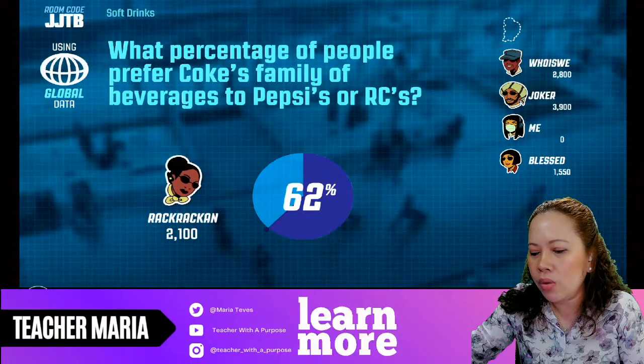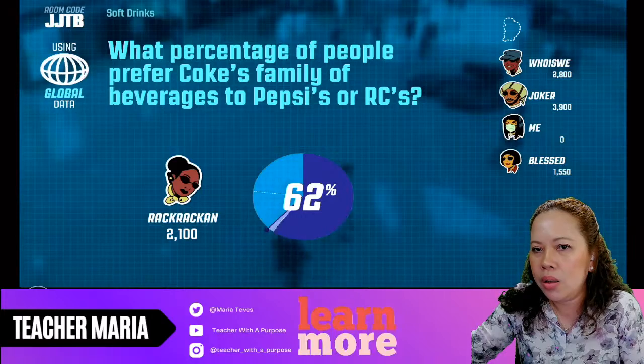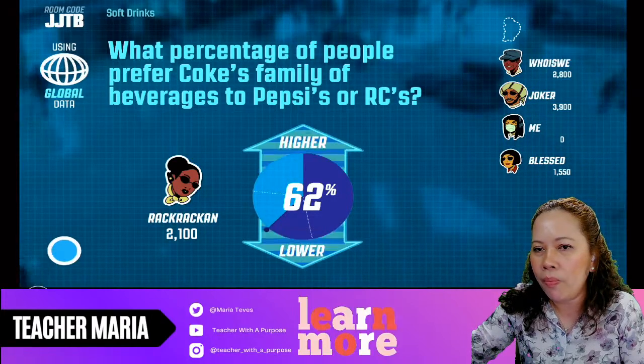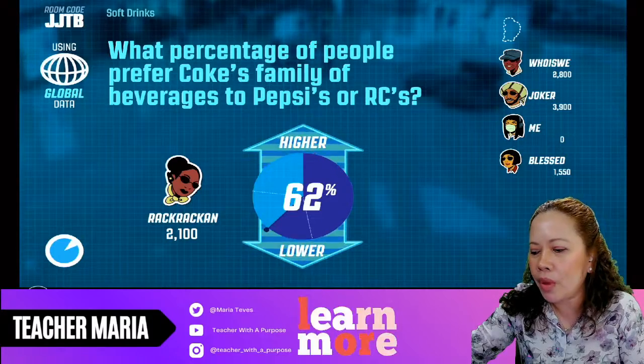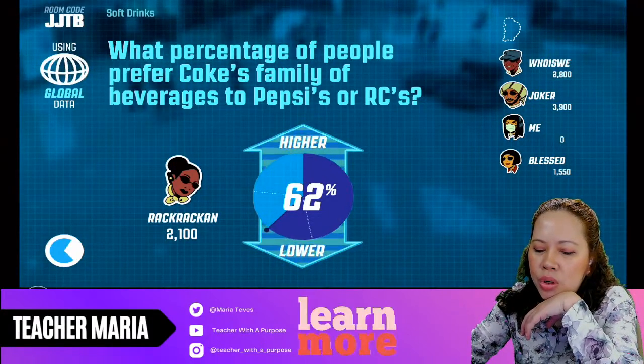In round two, you can double down if you think the guess is off by 15% or more. Just pick much higher or much lower. If you're right, you'll earn double the money. If not, you'll get nothing. Okay. What percentage of people prefer Coke?